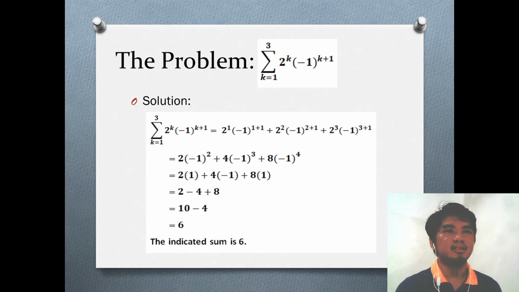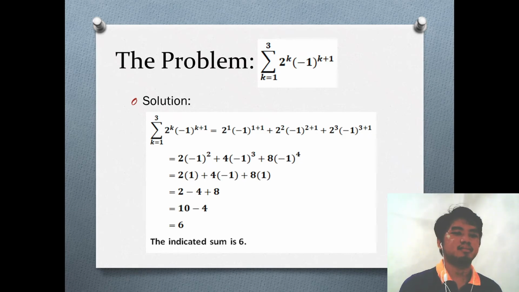So 8 times 1 is 8. So we're gonna combine the like terms, which is 2 and 8. So 2 plus 8 is 10. So we're gonna subtract it because the 4 is a negative sign. So 10 minus 4 is 6. So the indicated sum for this problem is 6.